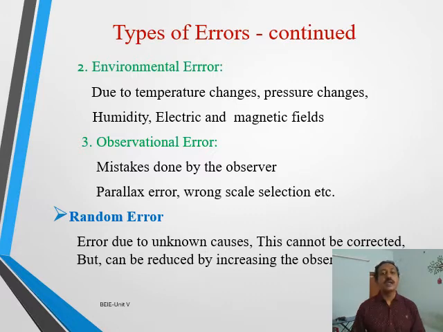The last category is the random error. The random error is due to unknown causes. If the error is not an instrumental error and it is not a gross error, even though any error occurs, that comes under the random error category. So this error cannot be corrected, but it can be reduced by increasing the observations. We have to take repeated readings and we can minimize this type of random error.